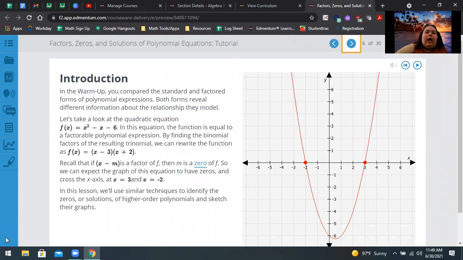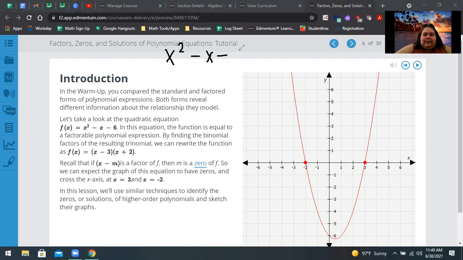So it says, let's take a look at the quadratic equation that's graphed here on the right-hand side, x squared minus x minus 6. In this equation, the function is equal to a factorable polynomial. So what they did for us is they factored x squared minus x minus 6. They factored that polynomial to get x minus 3, x plus 2. And that equation is actually coming from our warm-up.